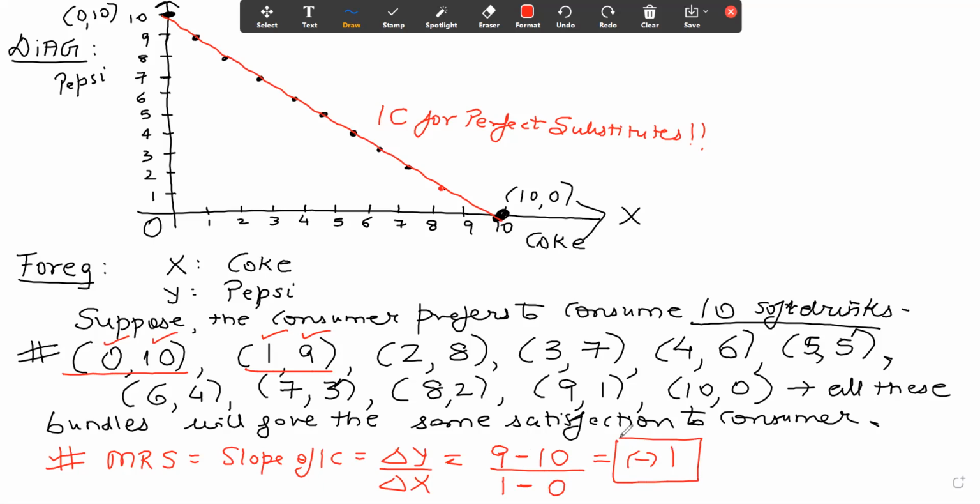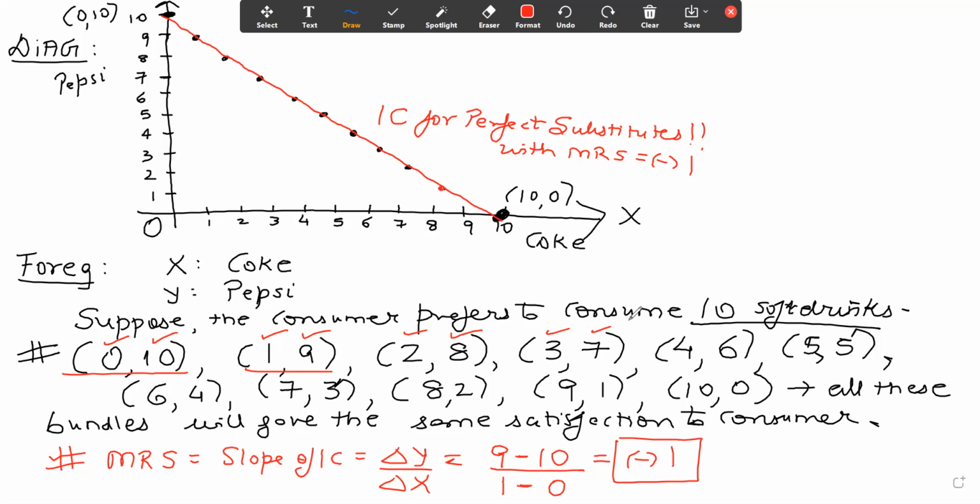So I can say these are indifference curves for perfect substitutes with MRS equal to minus 1. Between this and this, you can calculate MRS. Again, it will come out as minus 1. Between this and this, you calculate MRS. Again, it will come out as minus 1 and so on. That means the rate of exchange between Coke and Pepsi in this example is a constant. For every one bottle of Pepsi I am giving up, I am getting exactly one bottle of Coke. So my rate of exchange is a constant.